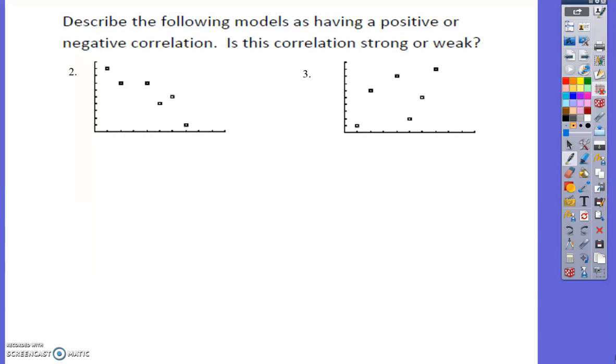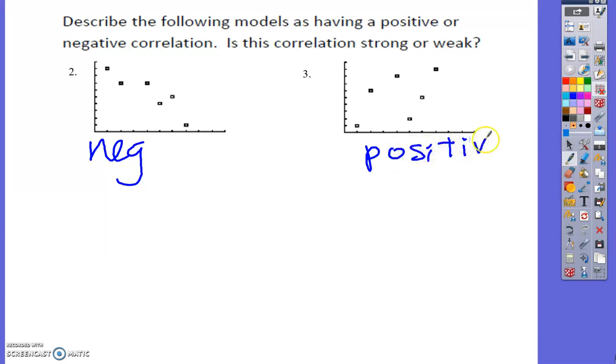Then you have some graphs. So you have 4 graphs here, and it says to describe the following models as having a positive or negative correlation, and is the correlation strong or weak? So when I look at number 2, it's a negative correlation, and number 3 is a positive correlation. So this is negative, because it's going down. This one's positive because it's going up.